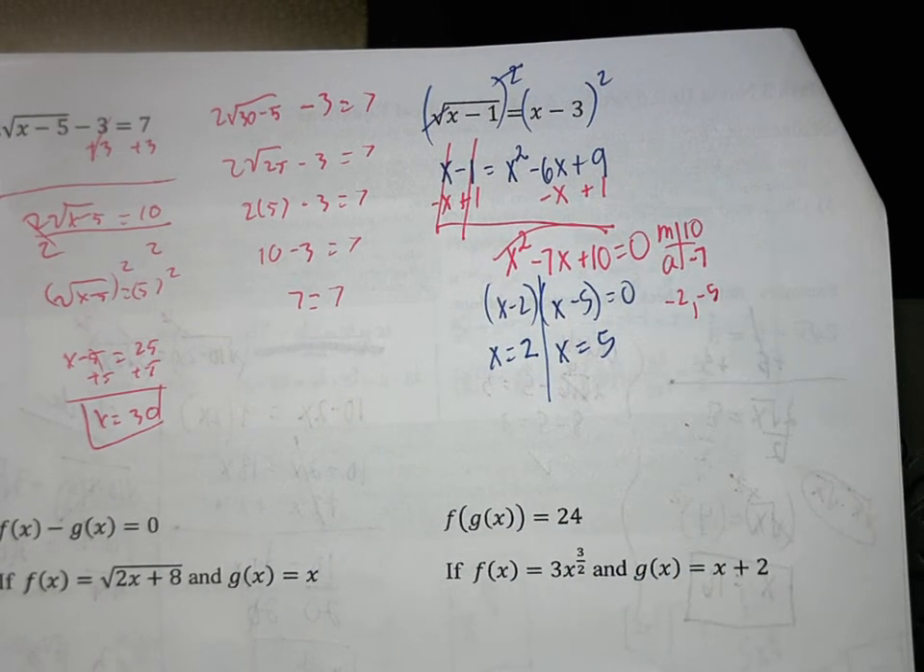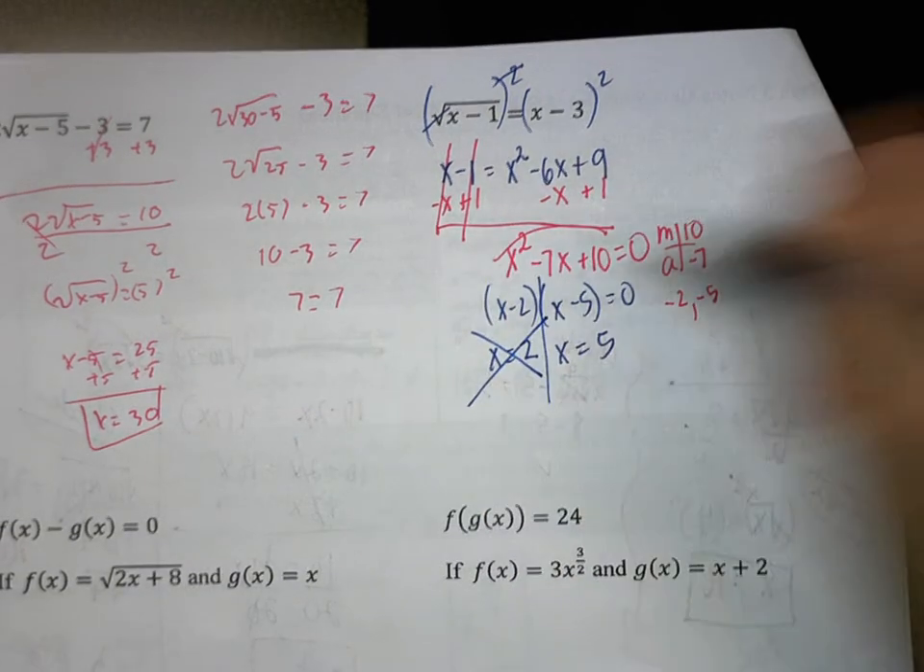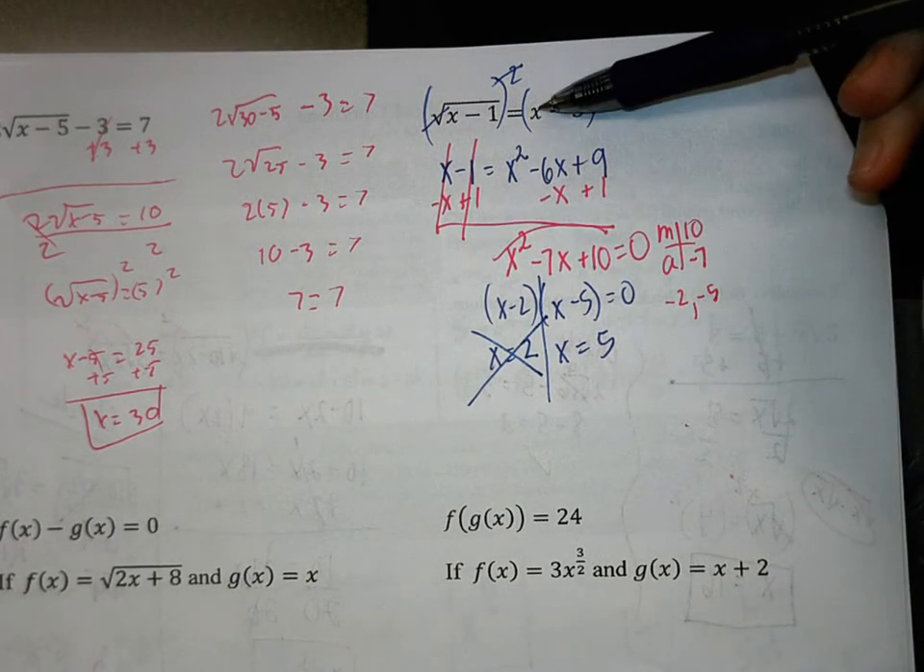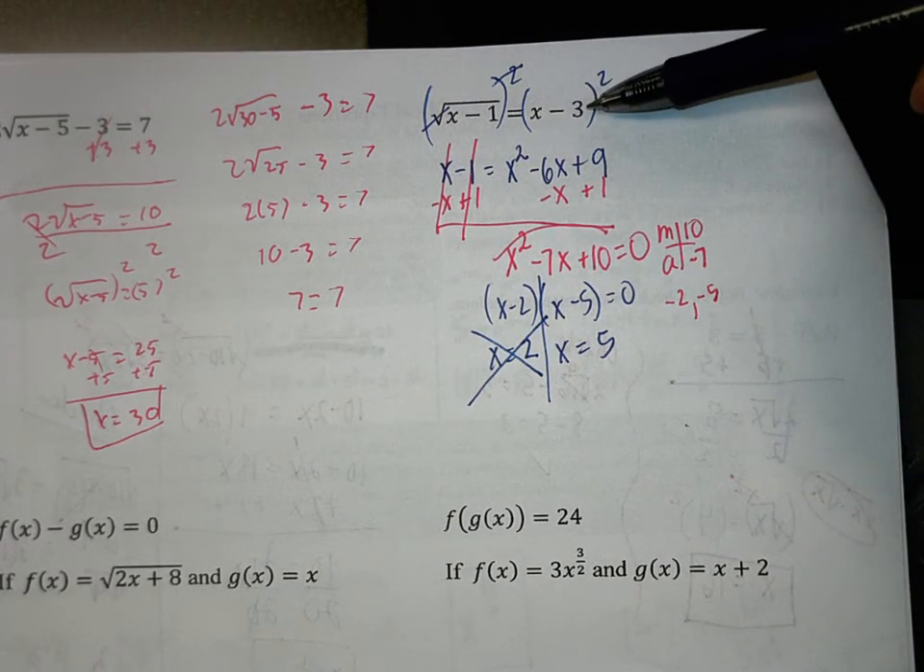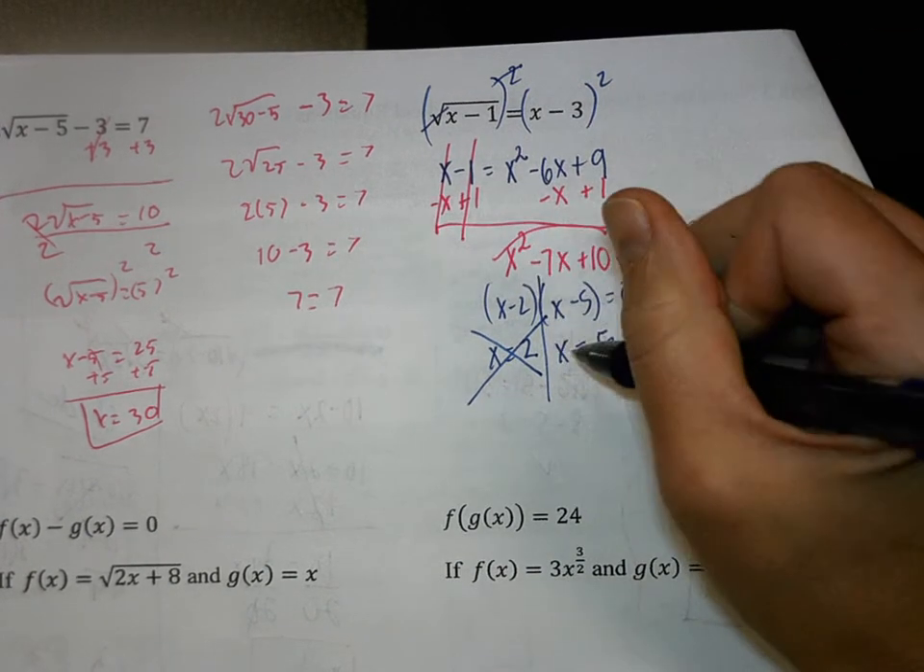For time's sake, because we're running out of time, I'm going to let you know that the x equals 2 when you plug it back in does not work. And you can even see that here, because you would get 2 minus 3, which is a negative 1, and we know a square root wouldn't give you a negative number, correct? And so 5, though, does work.